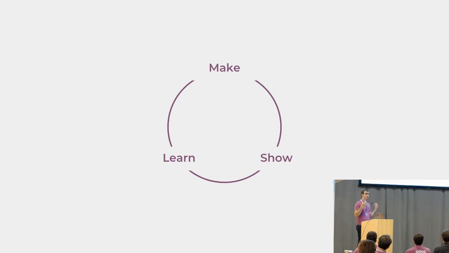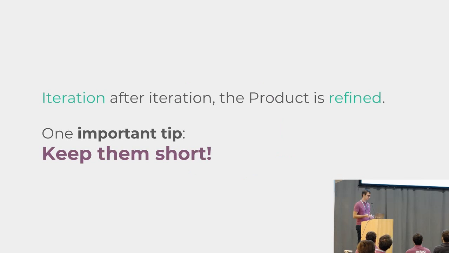As developers, we need to make those changes, to be able to show them, and then get the feedback and learn from it. And then, again, make the change, show, and learn. It looks silly. It looks even simpler, but it's quite an important loop, for me at least. And then, iteration after iteration, the application that we are developing is refined, step by step.